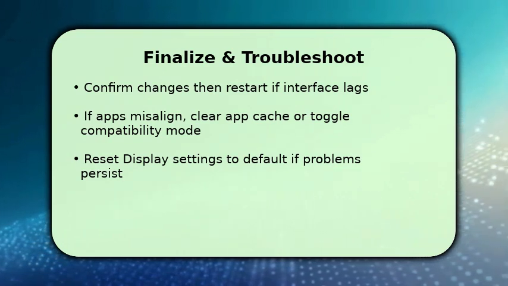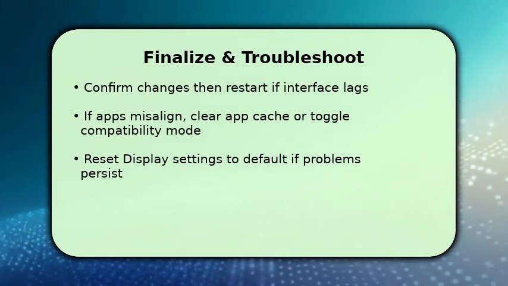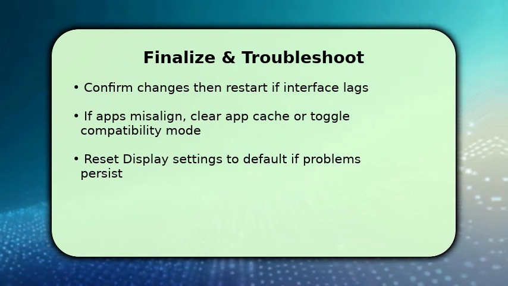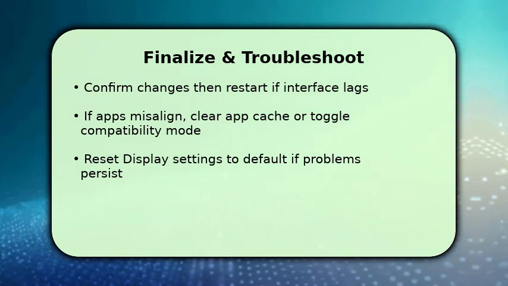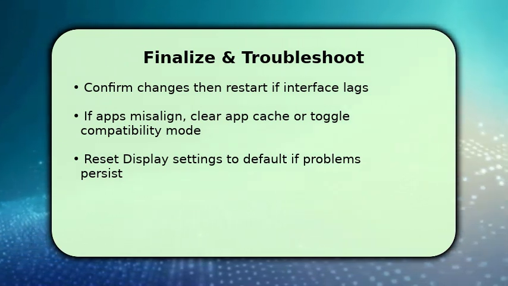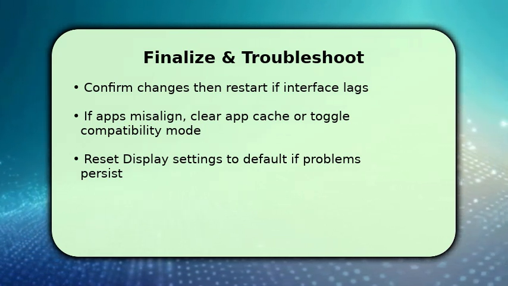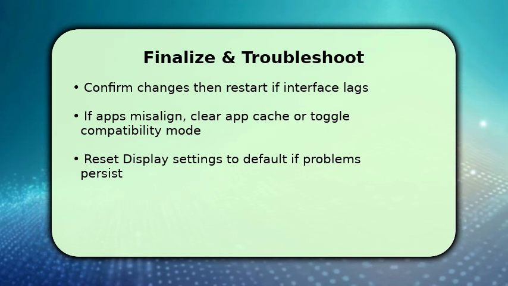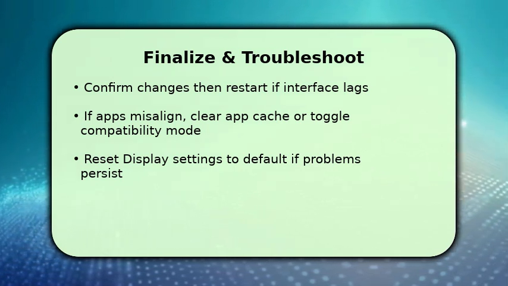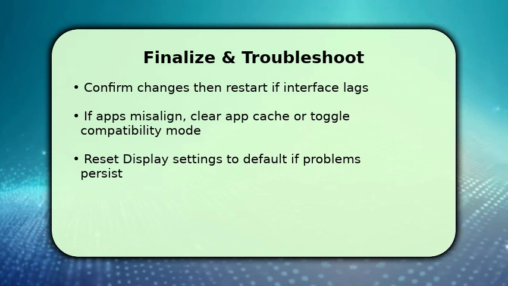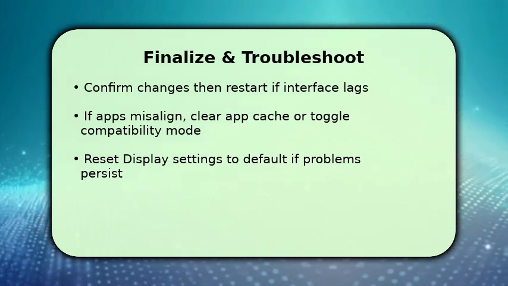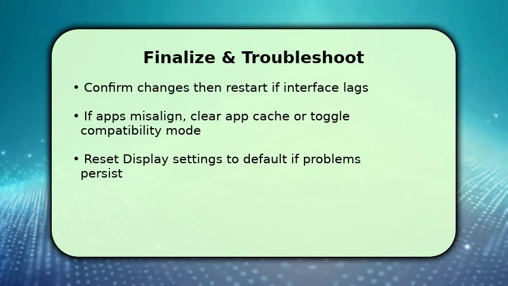If the system is slow or UI elements misrender, restart the phone first. This clears temporary layout issues. If a specific app breaks, clear its cache or enable compatibility mode in app settings. This forces proper scaling. As a last resort, reset display settings to default to restore original metrics, and then repeat adjustments more conservatively to avoid repeating the problem.